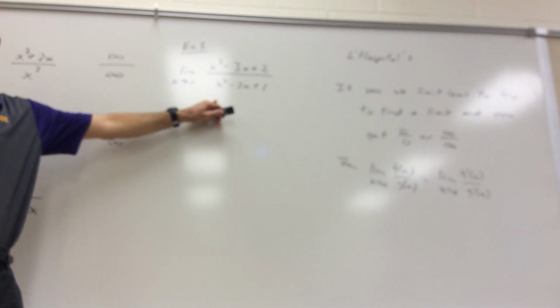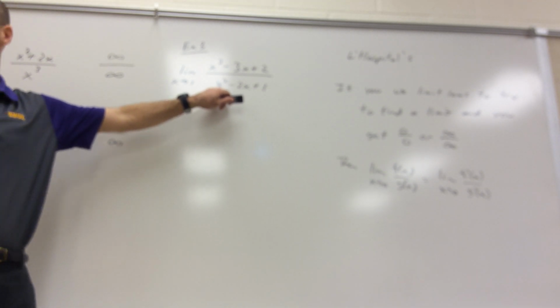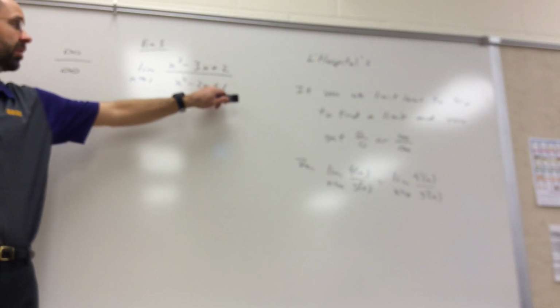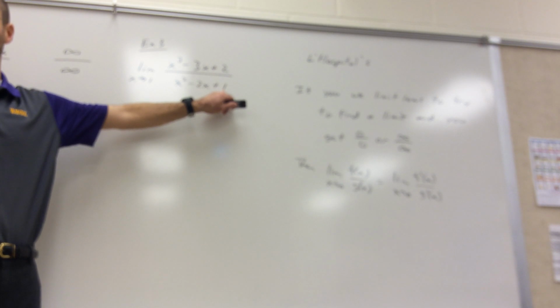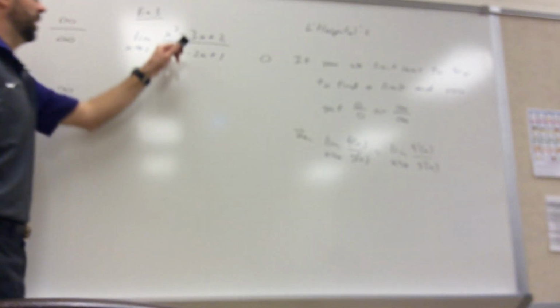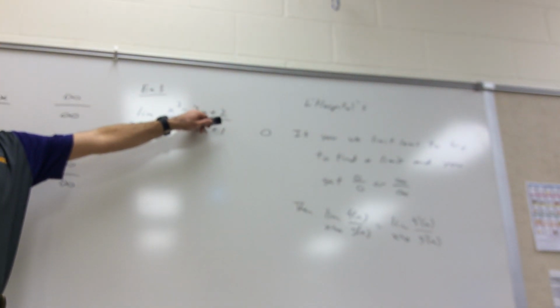So we could try limit laws, right? The bottom is 1 squared, which is 1, minus 2, which is negative 1, plus 1, which is 0. So the bottom's coming out to 0. And 1 cubed is 1, minus 3 is negative 2. Yes?